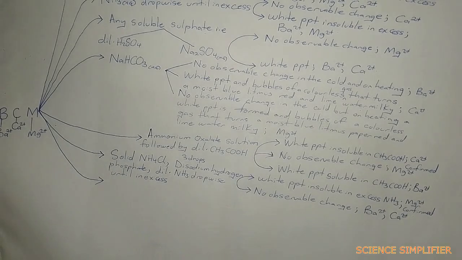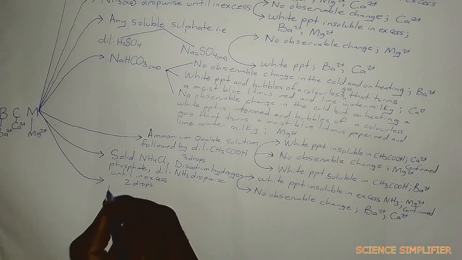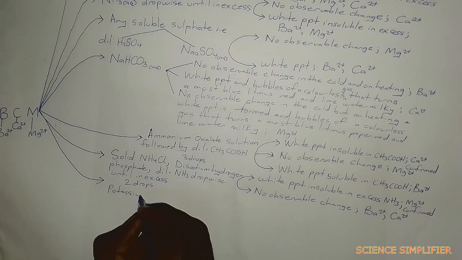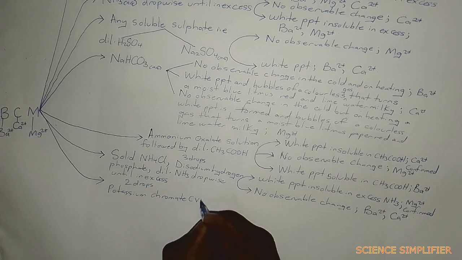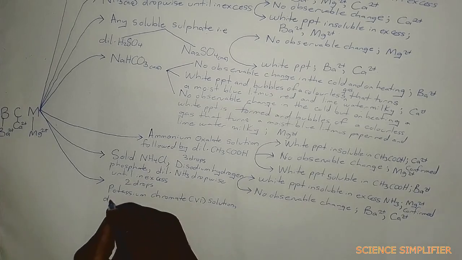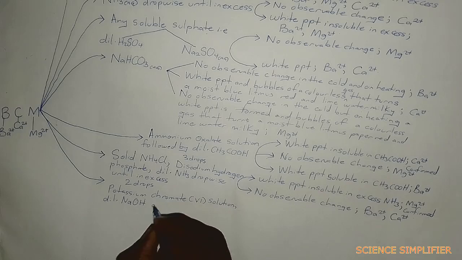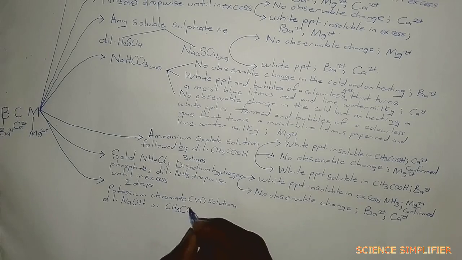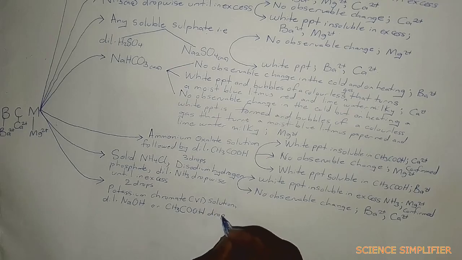Now let us move to the next reagent. We can also add 2 drops of potassium chromate(VI), followed by dilute sodium hydroxide solution, or instead of dilute sodium hydroxide solution, you can add acetic acid dropwise until in excess.